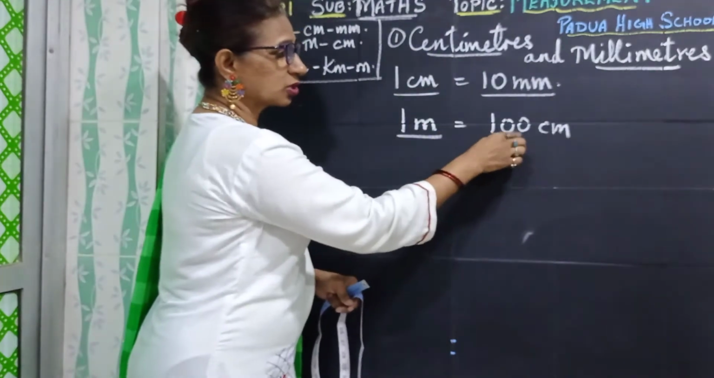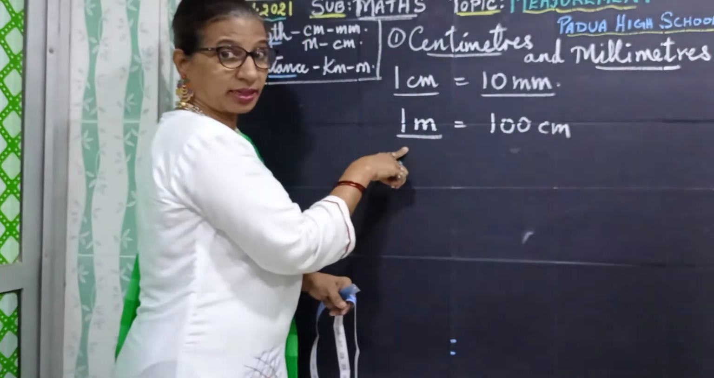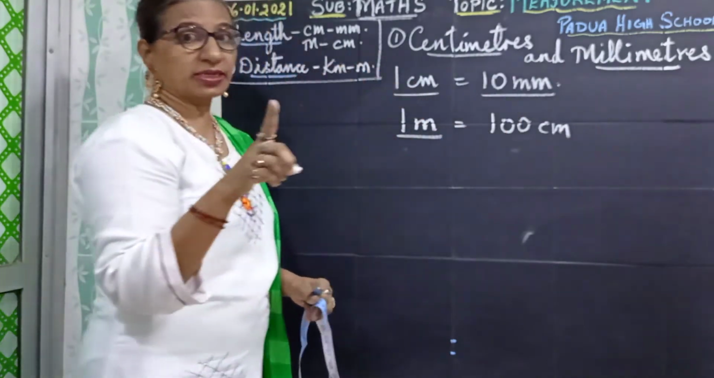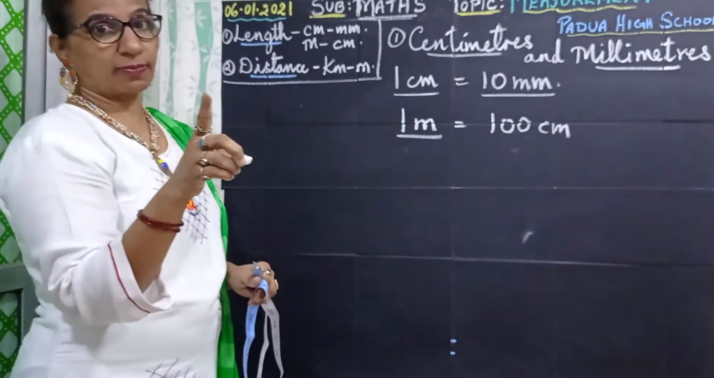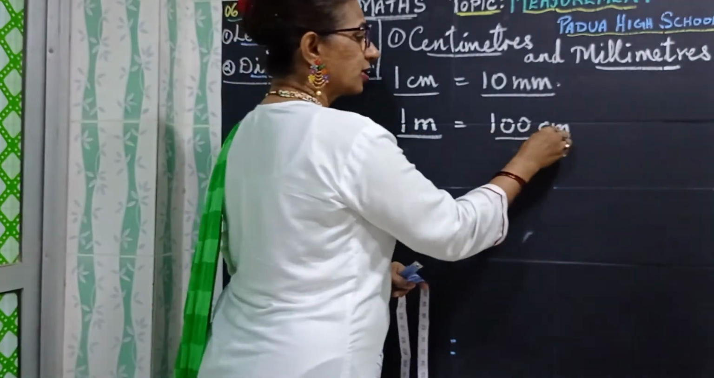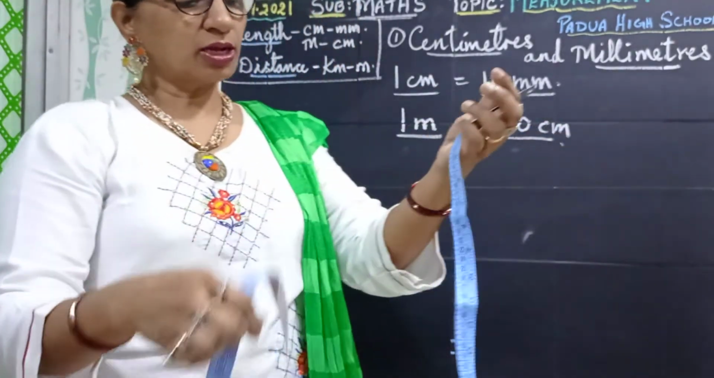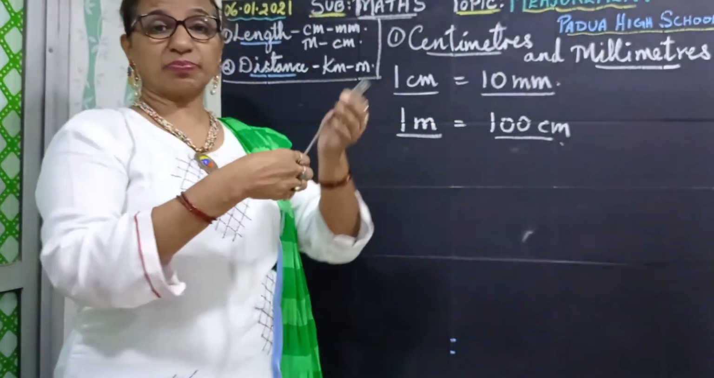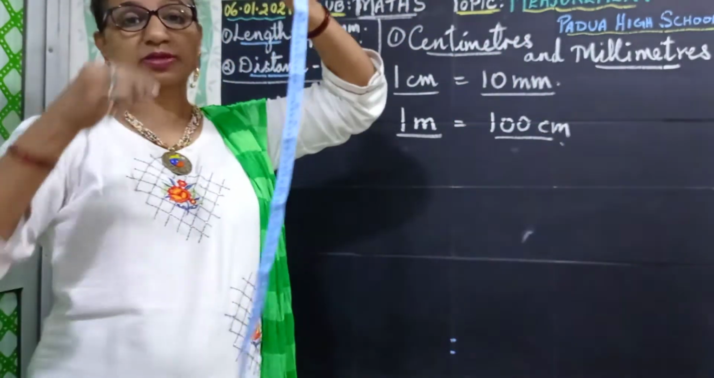100 centimeters जब होता है तो वो 1 मीटर कहलाता है, और 10 मिलीमीटर जब होता है तो वो 1 सेंटीमीटर कहलाता है. ये याद रखना है आपको. Have you followed, children? So 1 meter is equal to 100 centimeters. Okay, तो जो मीटर में जब आप देखते हो उसमें 100 सेंटीमीटर्स होते हैं.